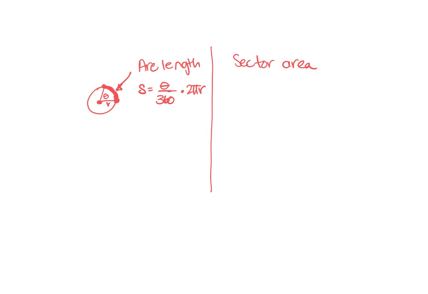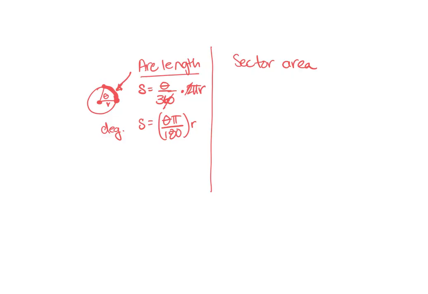And so if I clean this up, I can cancel from the 360 the 2, and we say that arc length is theta times pi over 180 times that r. So theta times pi, and the 2 and the 360 canceled to 180 in the denominator, times my radius. This is if it's in degrees, and we're going to write that down in just a minute in our packet.